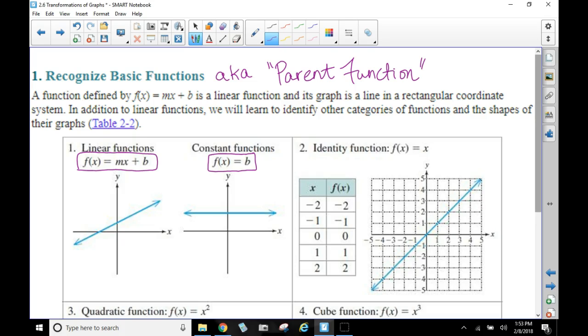Now, let's start with our identity function. This is the very most basic line. y equals 1x plus 0 is another way to write that. That is a line that has a slope of 1 and a y-intercept of 0. So rise 1, run 1, rise 1, run 1. Okay? That's how that is drawn.